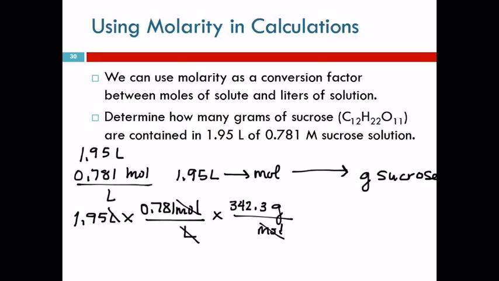So now we just do the multiplication, and actually there's no division in this one. 1.95 times 0.781 times 342.3. And this gives us, with 3 sig figs, 521 grams of sucrose. Is that possible?